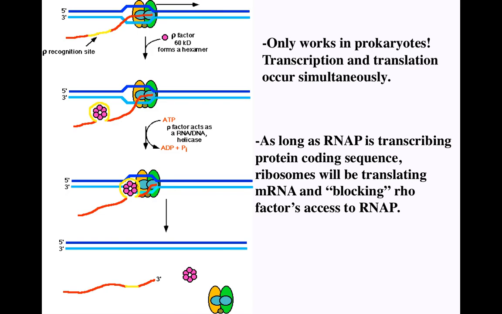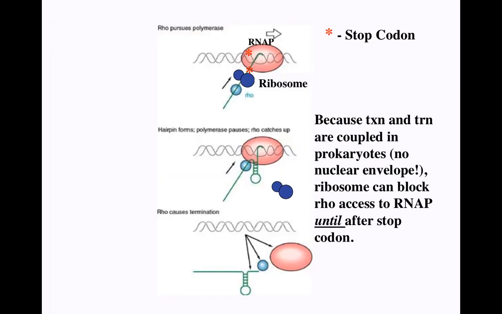But the bacteria have taken advantage of the fact that they're doing transcription and translation at the same time, because the ribosomes that are translating the messenger RNA have the ability to block Rho. They can literally slow Rho down from catching up to RNA polymerase.